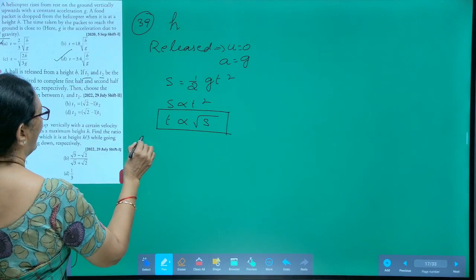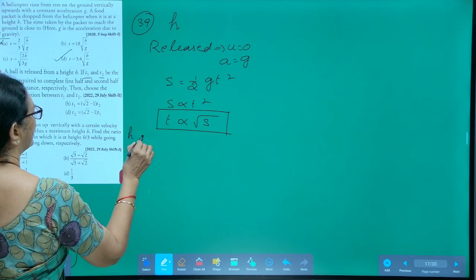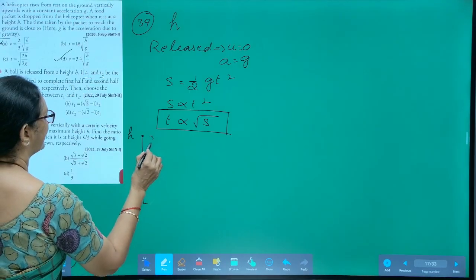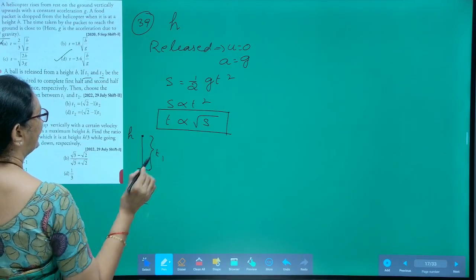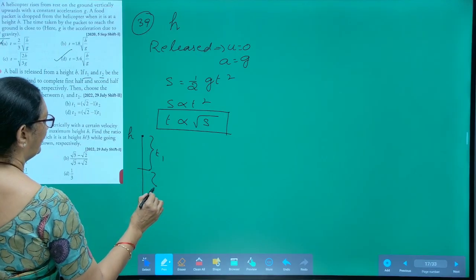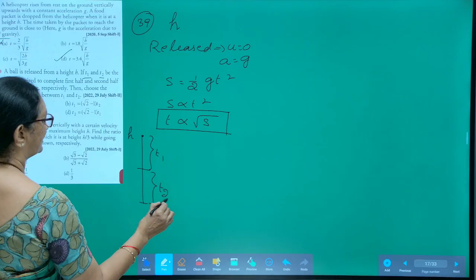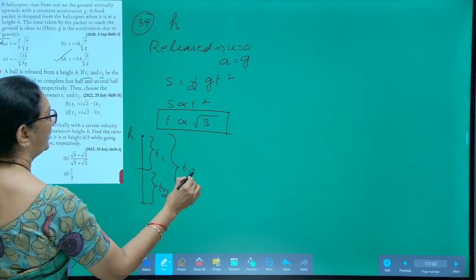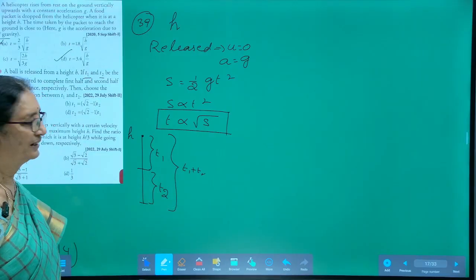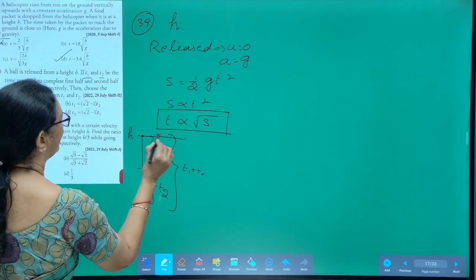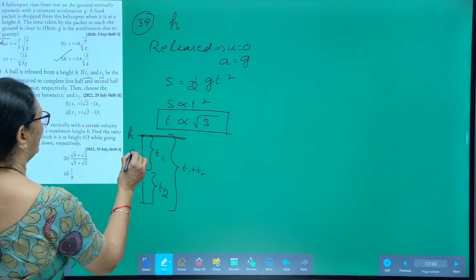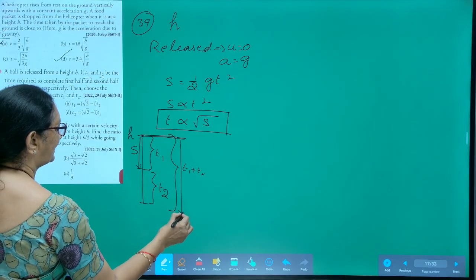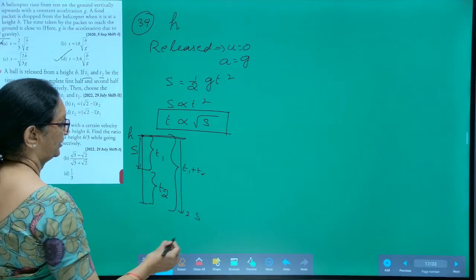Look here. Ball is dropped from the point H and time taken for the first half of the journey is T1. Time taken for the next half of the journey is T2. What is the total time taken? It is T1 plus T2. If you consider this as a starting point, this entire distance is 2s.